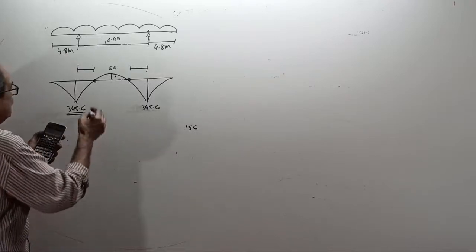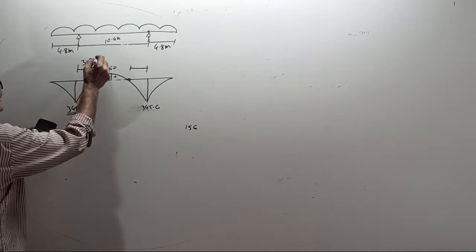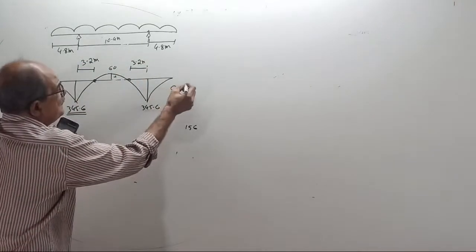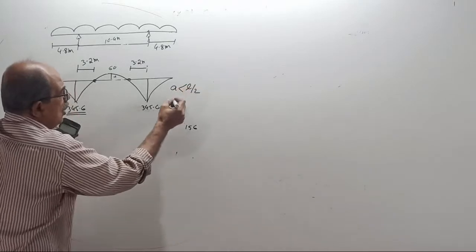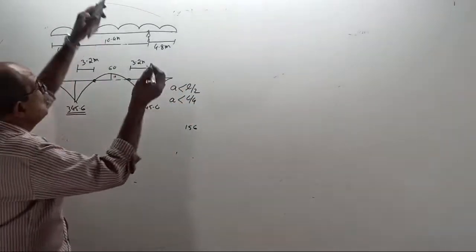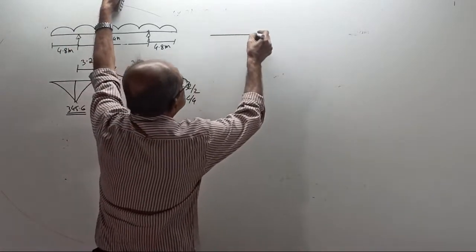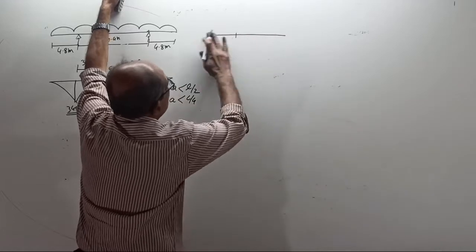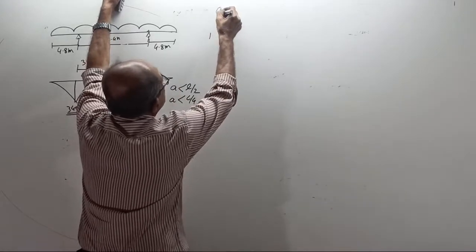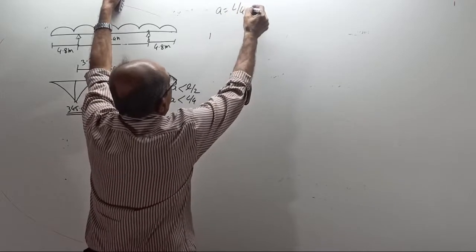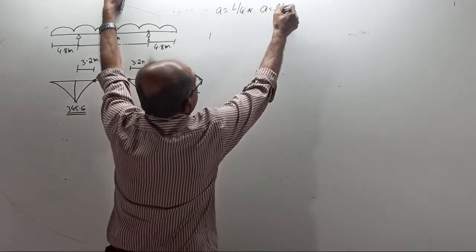It will go further to 3.2 meter, approaching the center, and still your A is less than L by 2 or A is less than L by 4. Okay. Now go to a case of A, no scale now, no space here. Your A is exactly equal to L by 4 or A equal to L by 2.